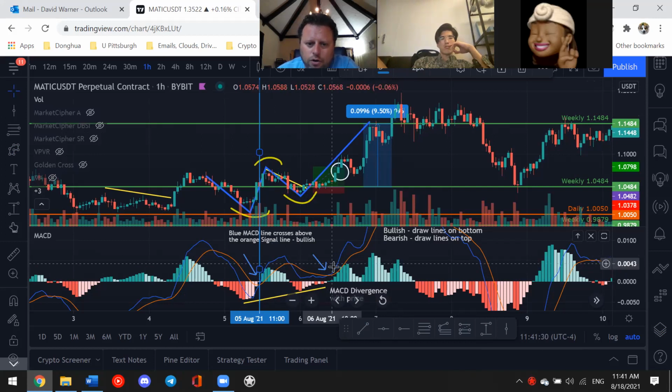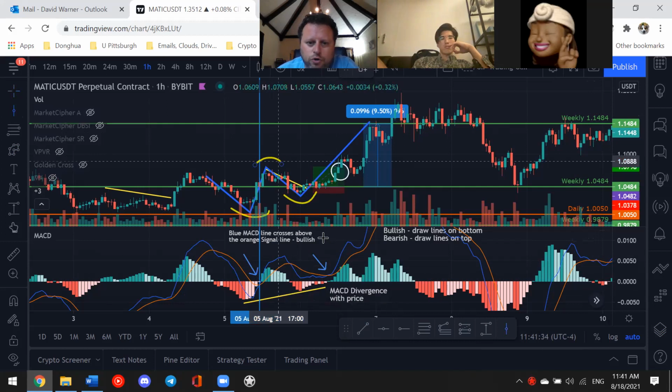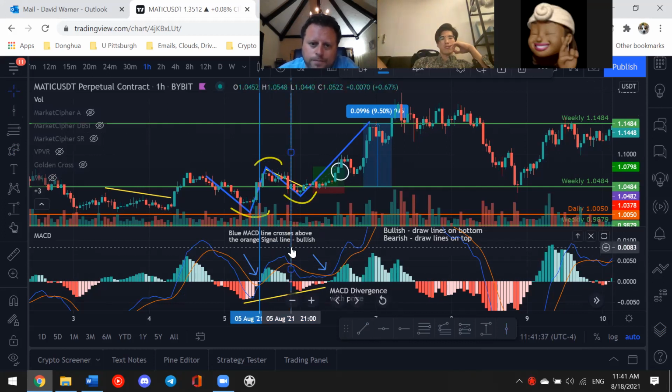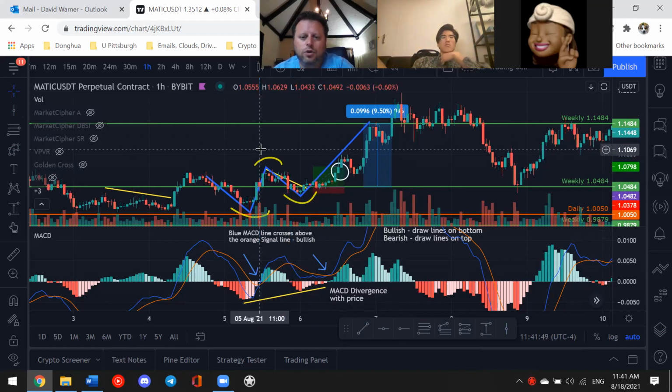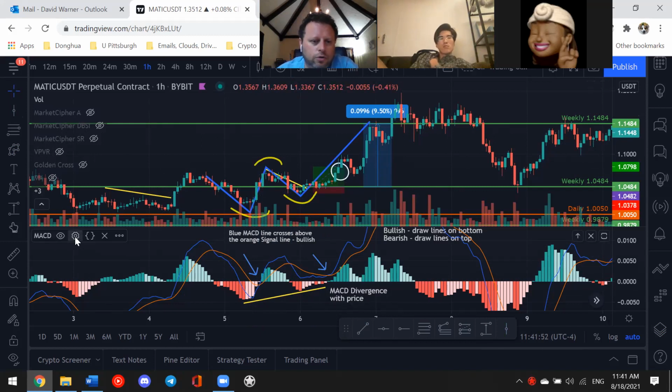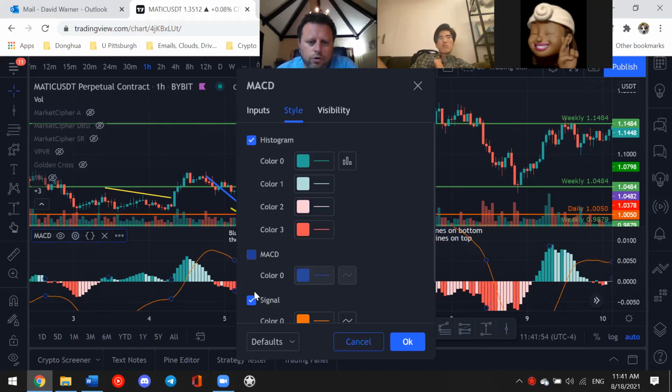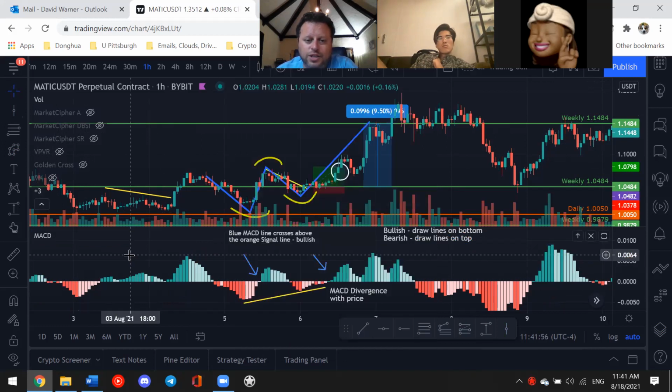And here, the blue line crosses below. Would this have been a good time to sell? I would have made a little profit, but not much. That's why I don't just look at these indicators. What's much more powerful is looking at the histogram, just the histogram.